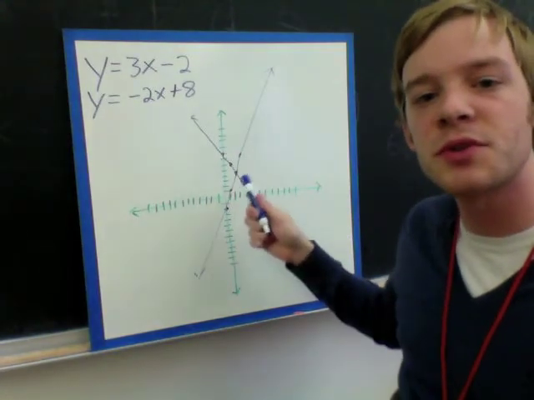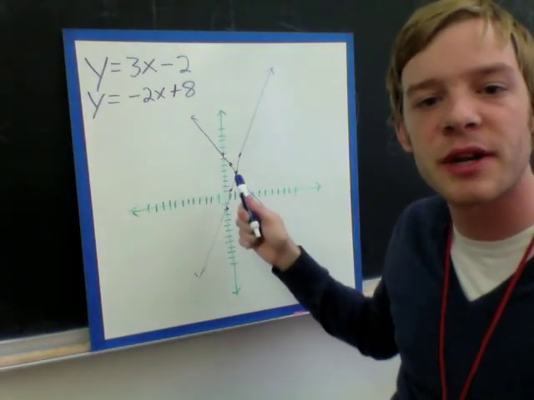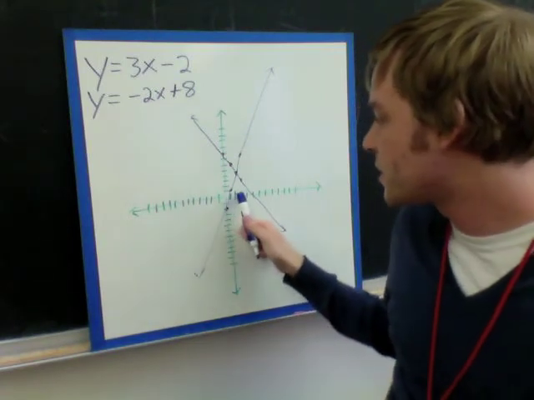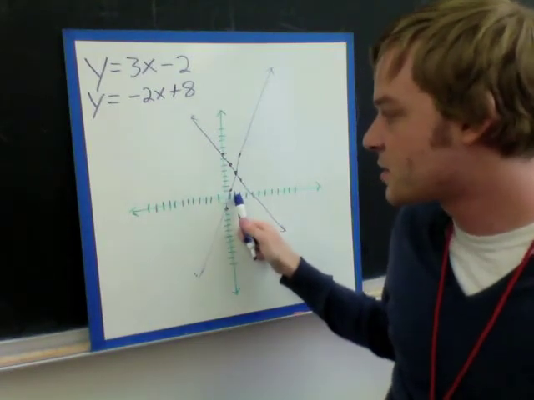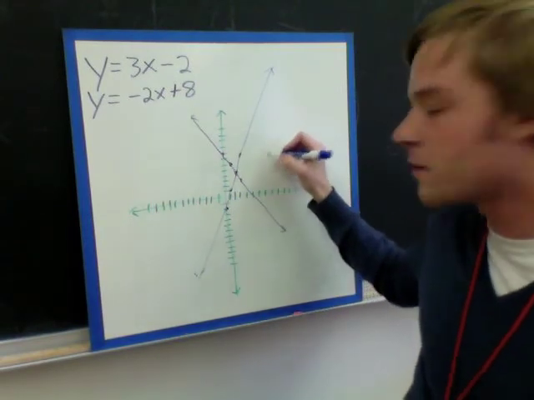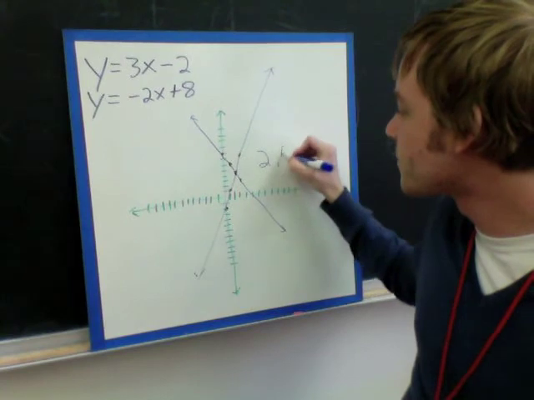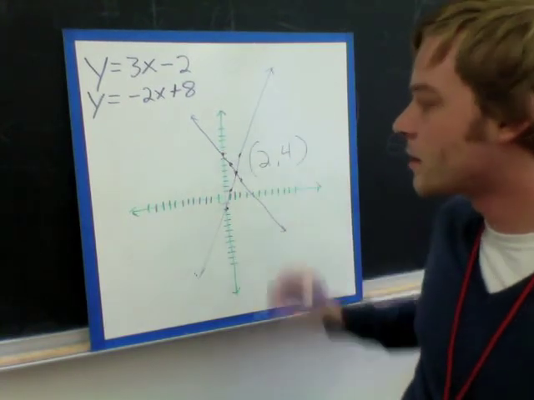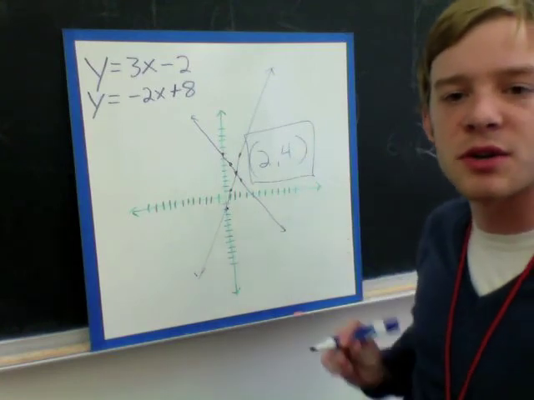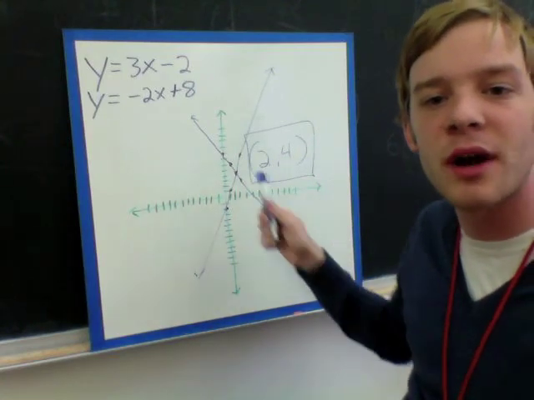And we see our two lines intersect, and this point right here is going to be our solution. So I'm going to count over and I'm going to see that this is the point (2, 4). So this is the point (2, 4). And this right here is our solution. We need both the x and the y to make the point.